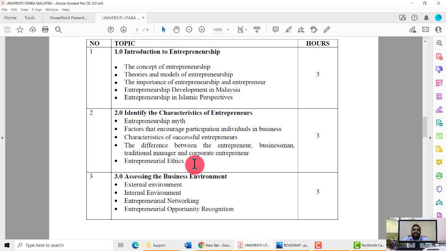Second, you will learn about the characteristics of entrepreneurs, including entrepreneurship myths and factors that encourage participation. Sometimes there are pushing factors and also pull factors that enable a person to become an entrepreneur. You will also learn about the characteristics of entrepreneurs, and the difference between the businessman entrepreneur and the corporate entrepreneur. You will learn in detail, and the most important thing is entrepreneurial ethics.